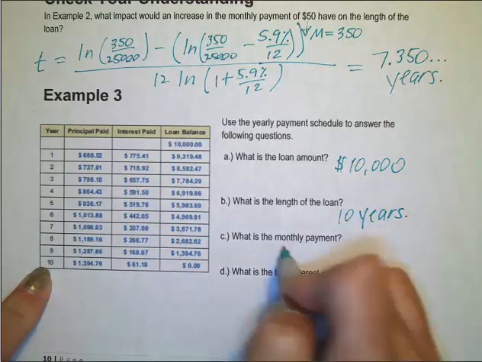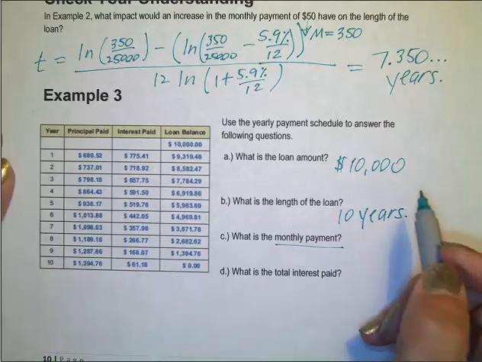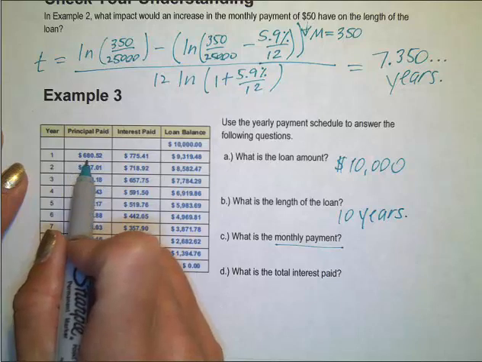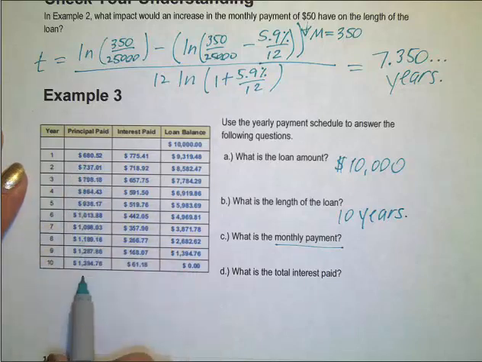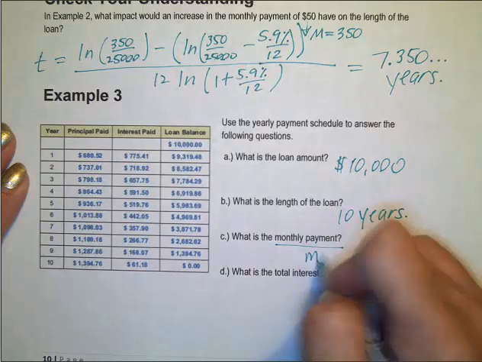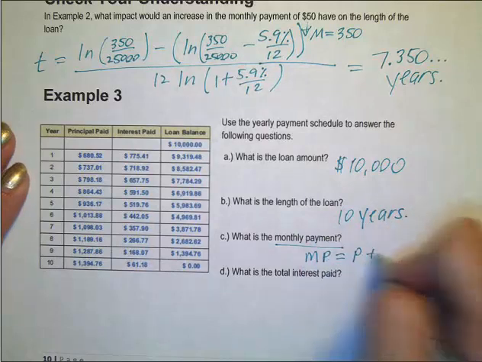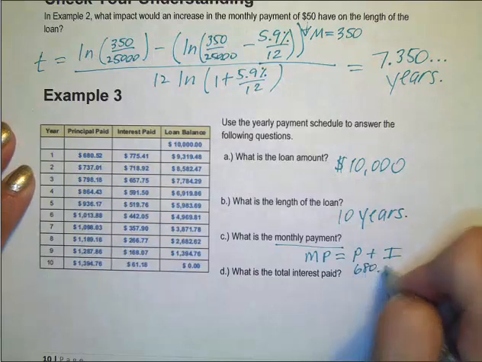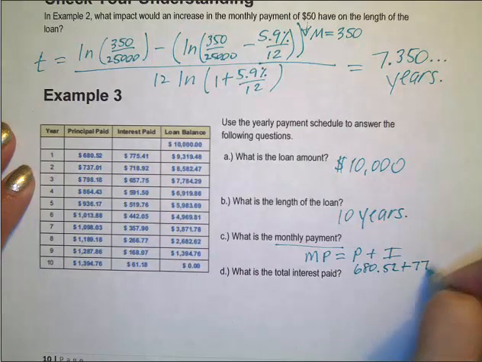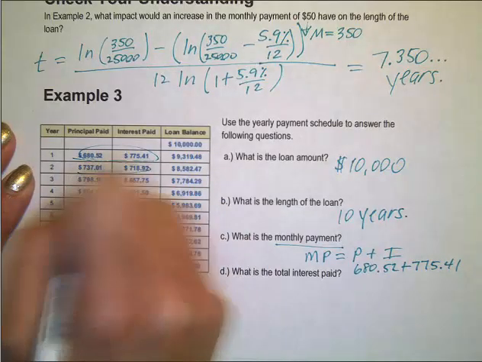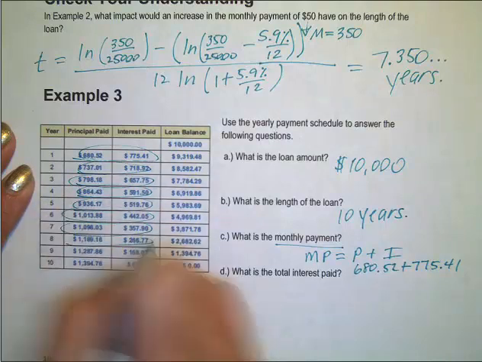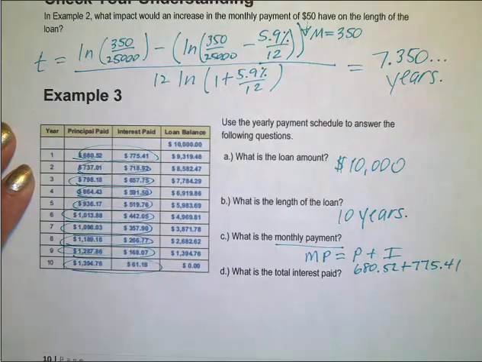What is the monthly payment? And this is the part that most kids get wrong. They go and they say, oh, my monthly payment is $680. But notice they always change. Remember, your monthly payment is your principal plus your interest. So our principal in the first one is $680.52 plus $775.41. If you added any of these, they would all equal the same thing, okay? So it doesn't matter which one you take.